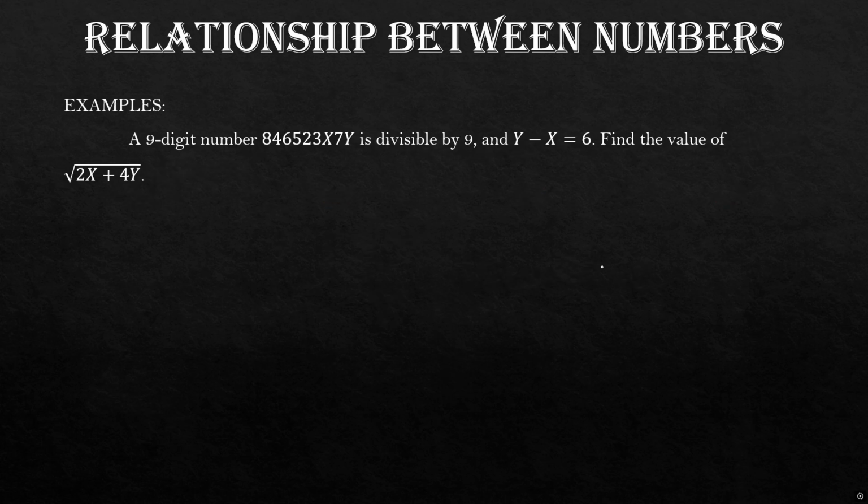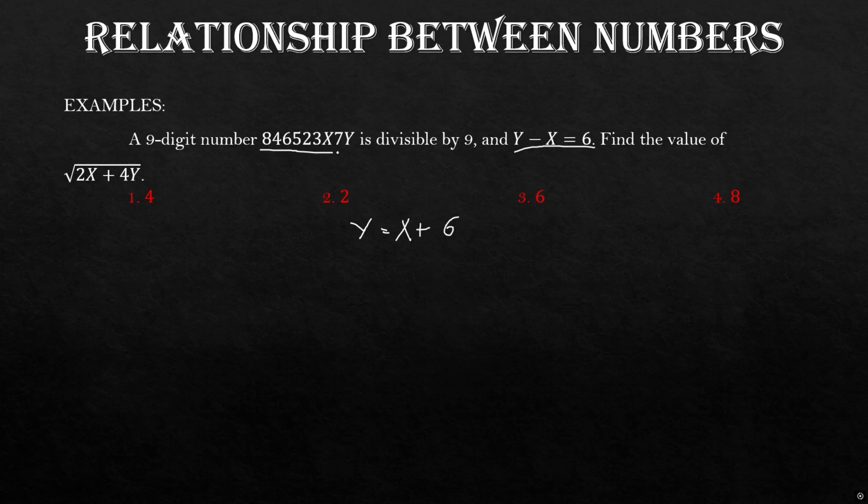Next question. A 9-digit number 846523x7y is divisible by 9 and y minus x equals 6. Find the value of root of 2x plus 4y. A 9-digit number is given, and two digits are missing. They are written as x and y. This 9-digit number is divisible by 9. And one expression is given, y minus x equals 6. We need to find root of 2x plus 4y. First we need to find x and y. Then we move to root of 2x plus 4y.